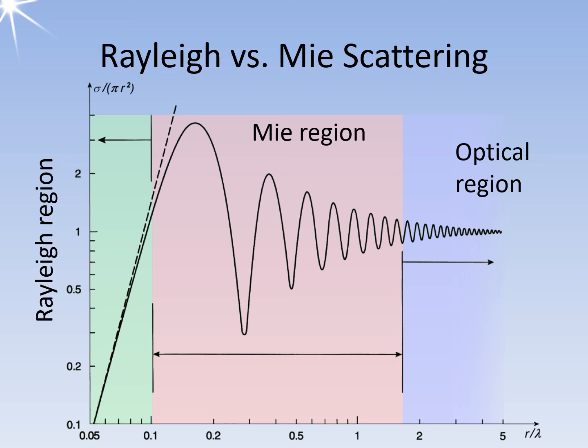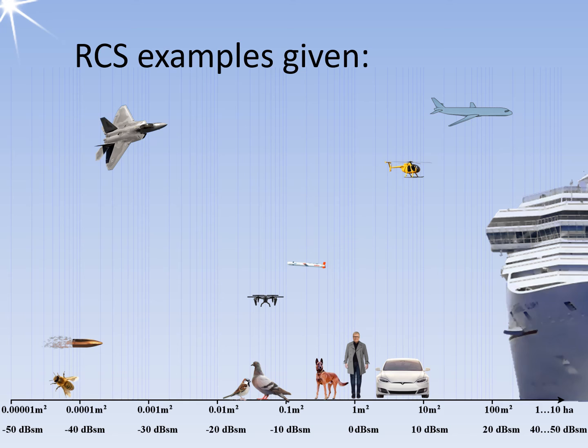The Rayleigh region is applicable predominantly for precipitation radar. Strong interference then occurs. This region is called the Mie region. In aviation, the Mie region can apply to VHF radars. If this interference is less than 10%, the situation changes in the optical region. This applies to most air defense and security radars. These examples given are measured in X-band and are shown here on a logarithmic scale. The auxiliary unit of measurement is decibels per square meter, dBsm.